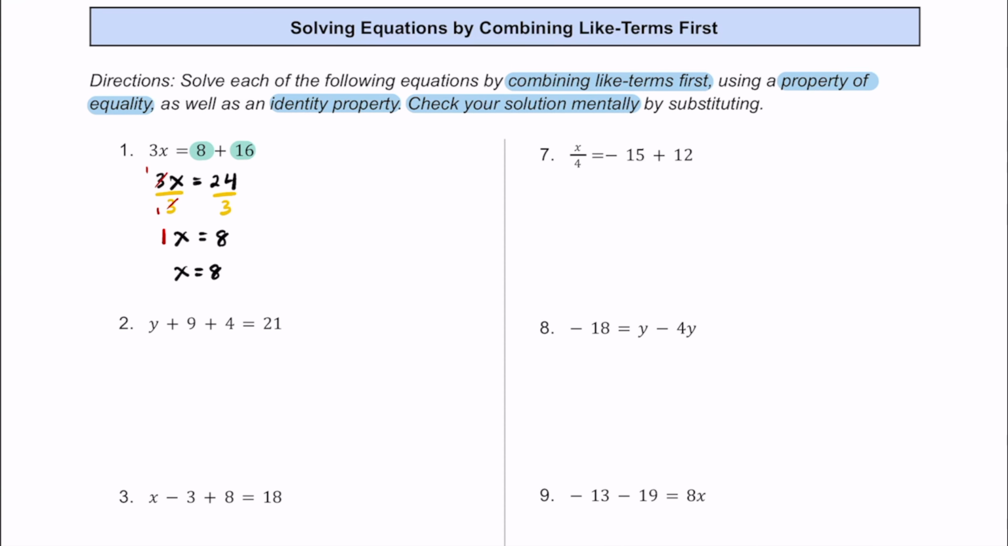x is equal to 8. Checking this mentally, if we take 3 and multiply by the 8 that we got, that's 24, and 24 is equal to 8 plus 16. So that does check out.